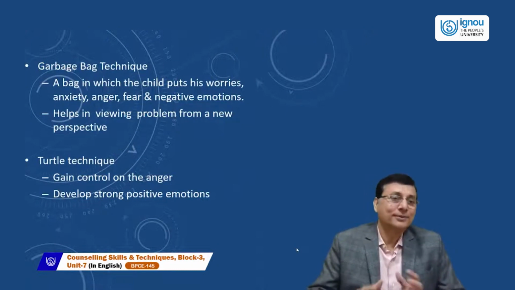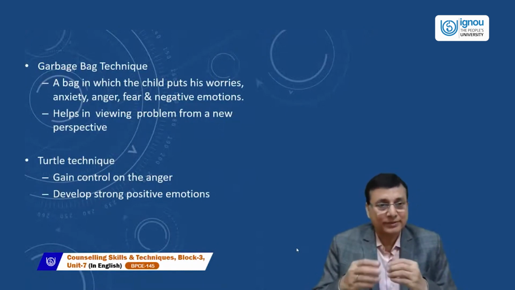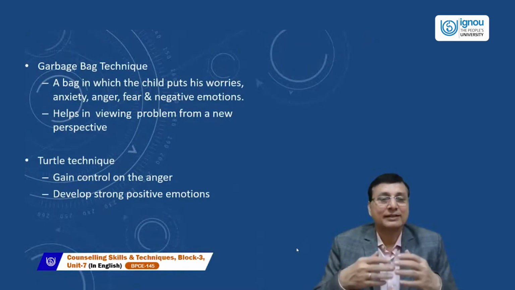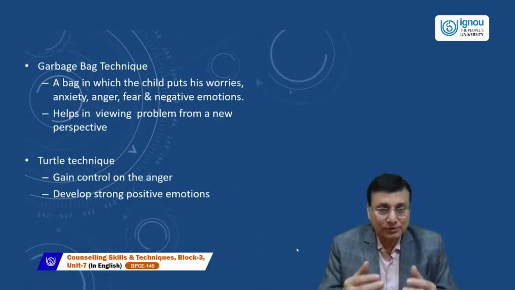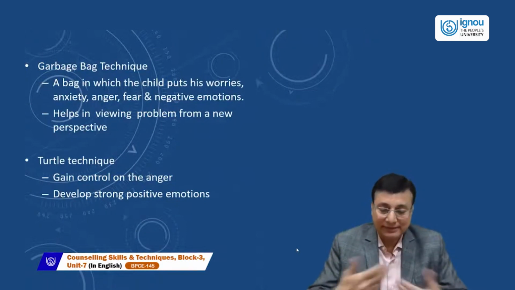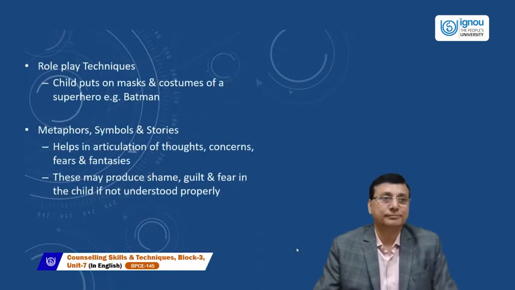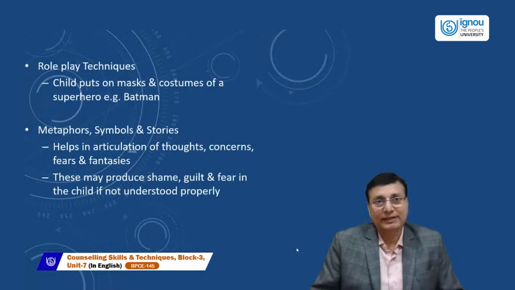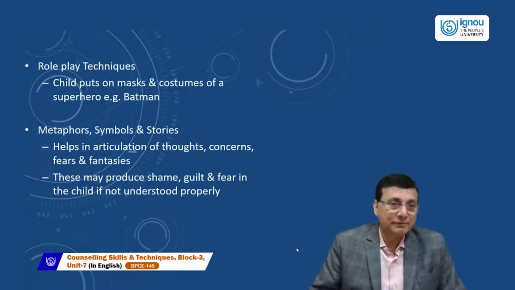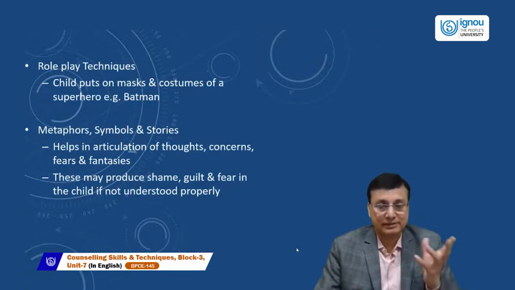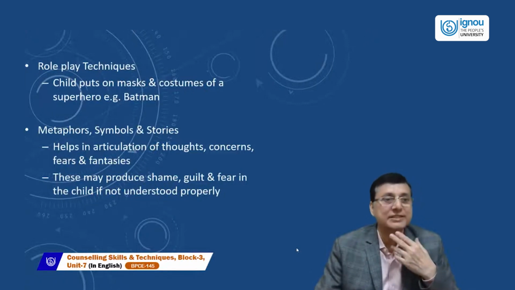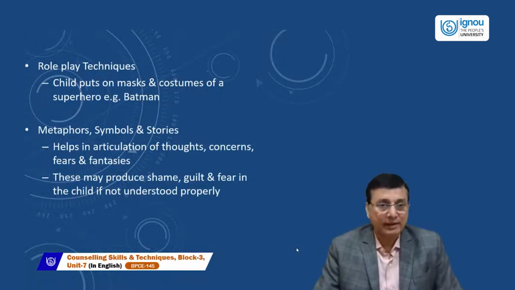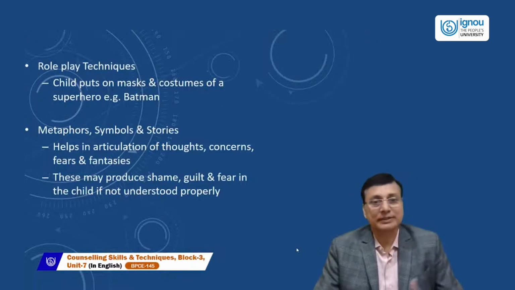The turtle technique helps gain control over anger and develop strong positive emotions. Here, like the turtle, you pause, you go slow, get inside, and then manage your anger. In the role play technique, the child puts on a mask and costumes of a superhero, for example Batman or Superman. Metaphors, symbols, and stories are also used to articulate thoughts, concerns, fears, and fantasies, and these may produce shame, guilt, and fear in the child if not understood properly.